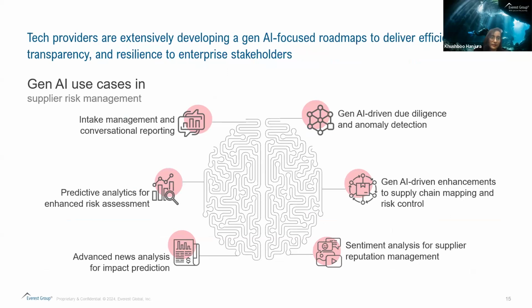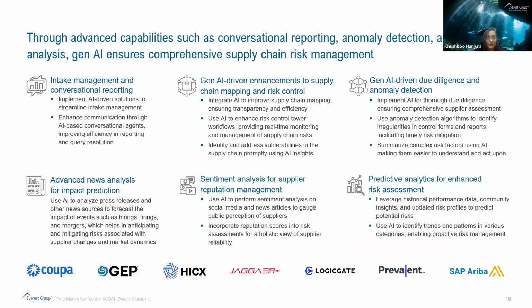Moving to the next part, of course, there is a lot of talk about Gen AI in sourcing and procurement. So, of course, we also had to talk about some of the crucial use cases that we see in supplier risk management, right? And just drilling those down further in this slide, talking about intake management and conversational reporting. There is a lot of focus on enhancing communication through AI-based conversational agents, which provide real-time suggestions, which help in improving efficiency in reporting and effective query resolution.